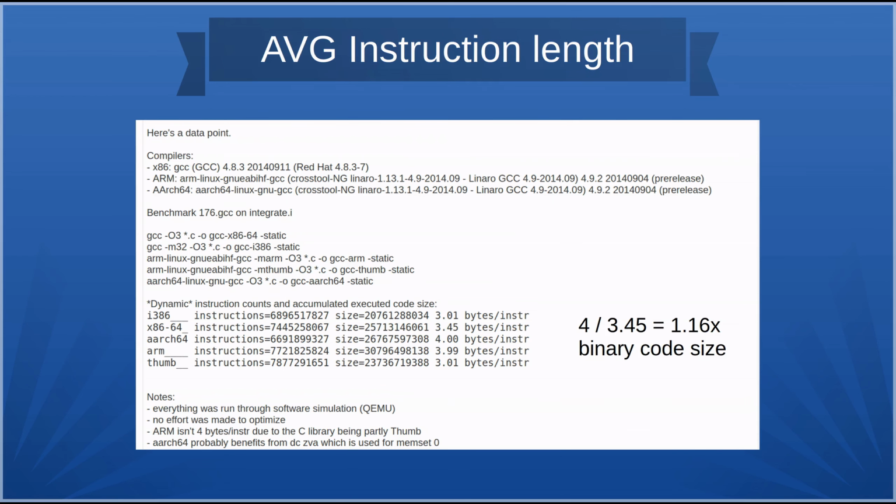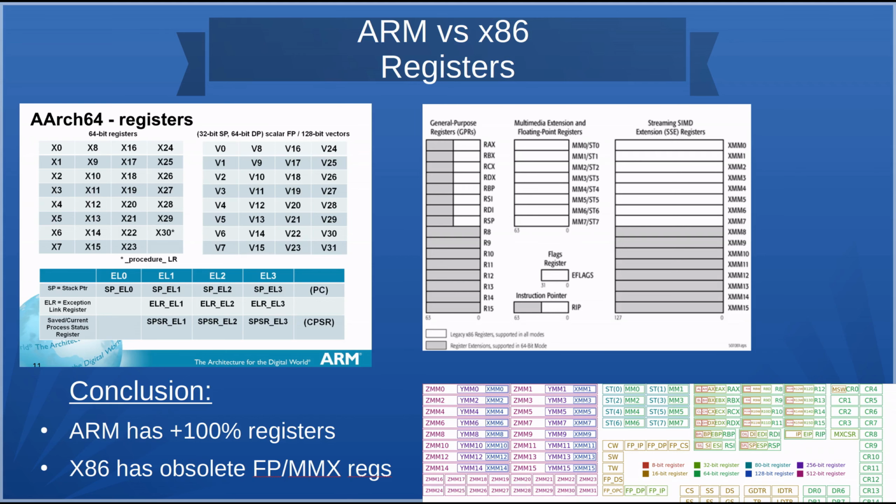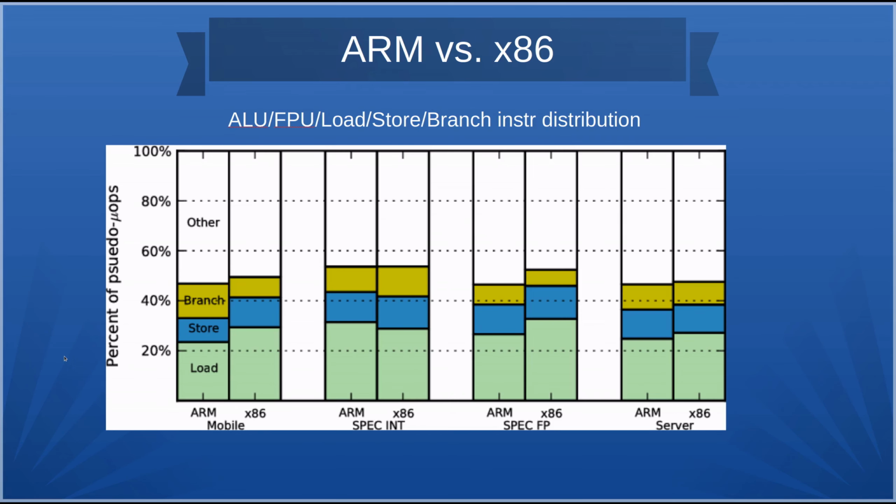We will compare how much the variable length saves in binary code. We will also take a look at the coding of the instructions. ARM has a fixed width and x86 has a variable width, and you can see that it's much different here. We will go through all the data, and also compare the architecture registers, which have a great influence on data shuffling and IPC. This is actually the measurement.